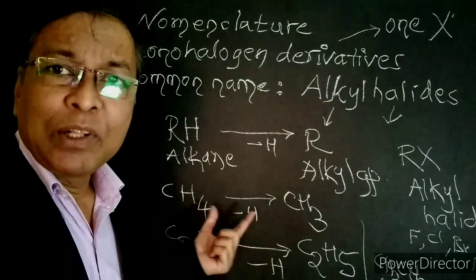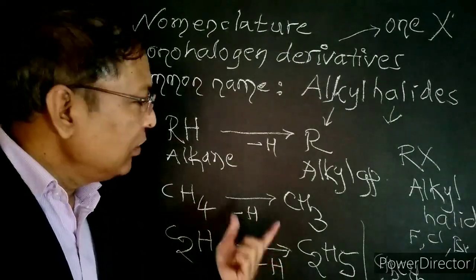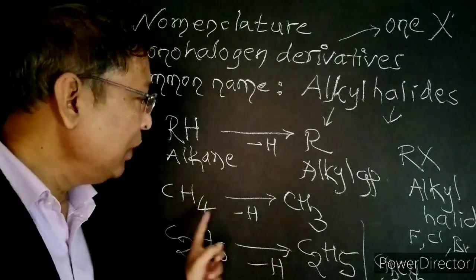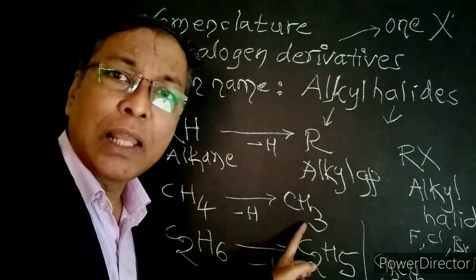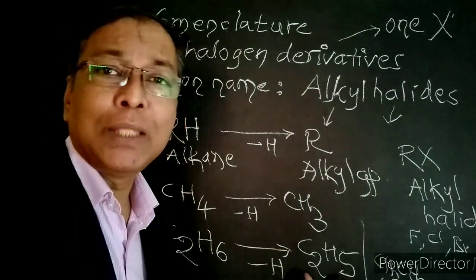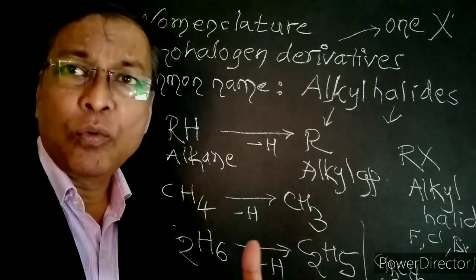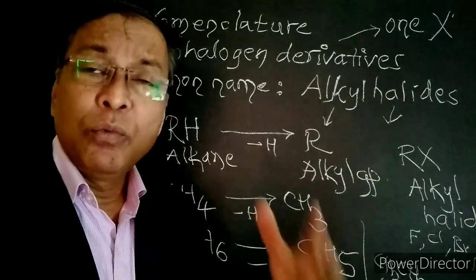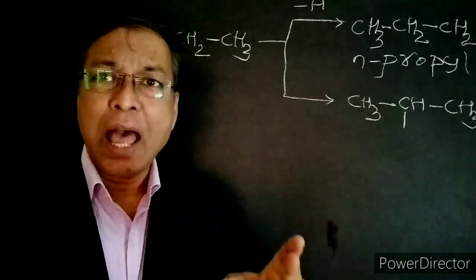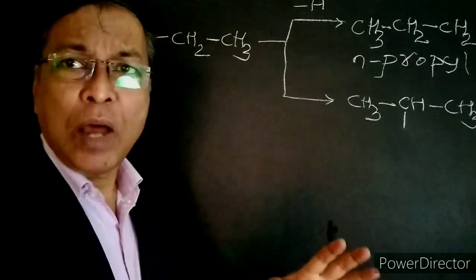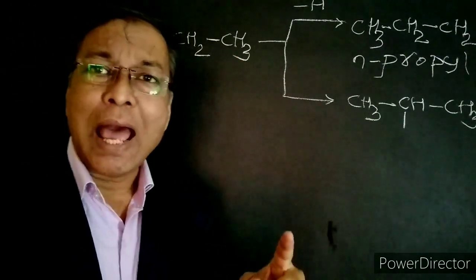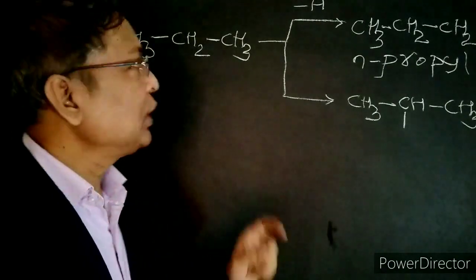These two examples, methane and ethane, tell us that they have only one type of alkyl group. Methane has only one type of alkyl group, that is methyl. Ethane has only one type of alkyl group, that is ethyl. When we go for higher alkanes, we will have more than one alkyl group for them. We can have two types of alkyl groups for propane, because propane has two types of hydrogen atoms.